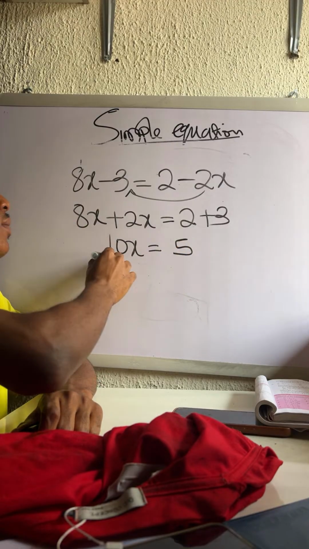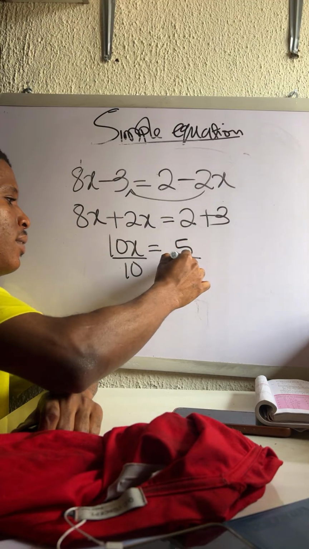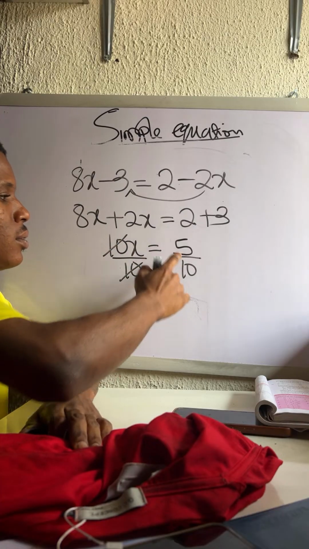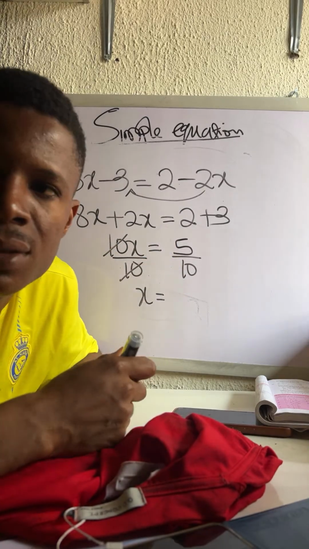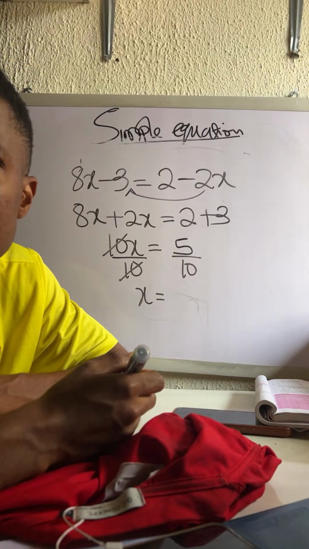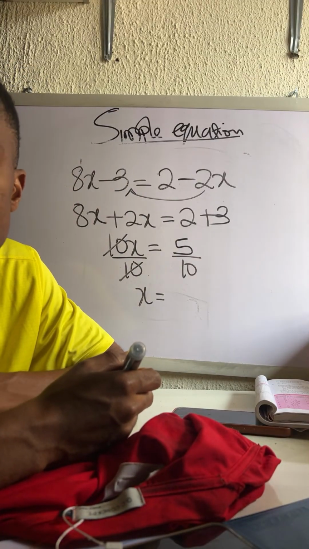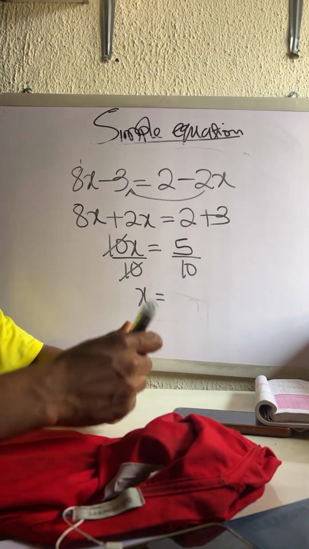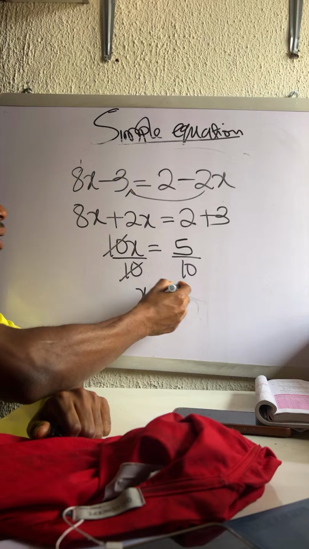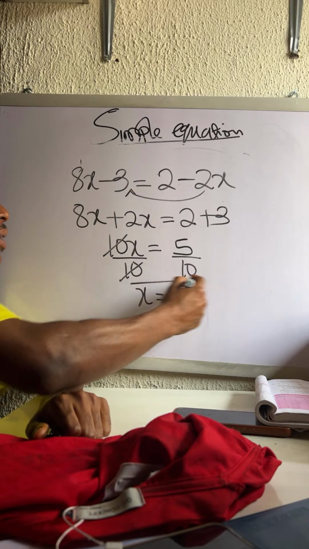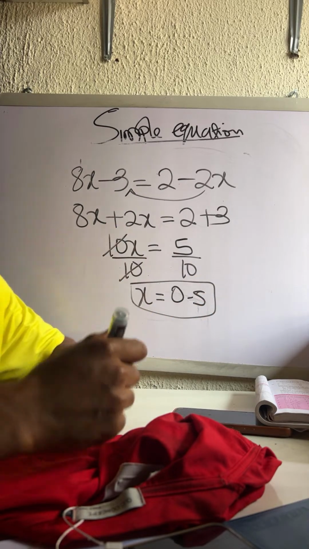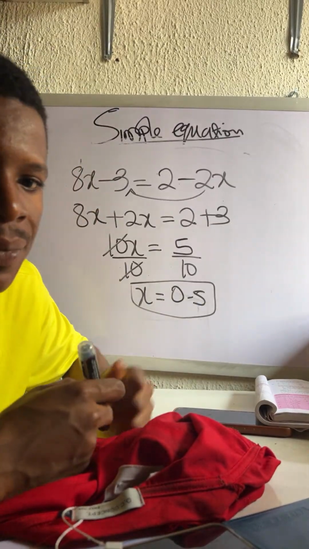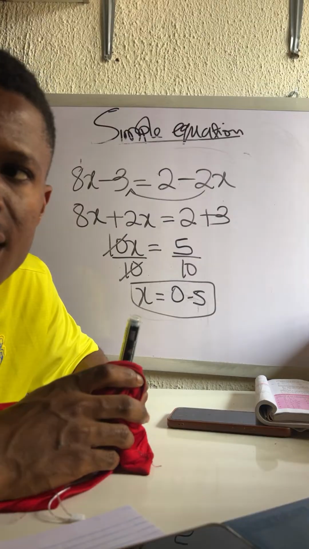So to get the value of x, you divide by 10 and divide by 10. If you divide through by 10, you see that x is equal to 5 over 10. To decimal is what? Thank you for commenting. What is 5 over 10 to decimal? You have it as 0.5. Thank you for liking. So the answer is 0.5. If you don't want 0.5, you can still write it as 1 over 2. No problem. Okay, 0.5. Thank you, guys.